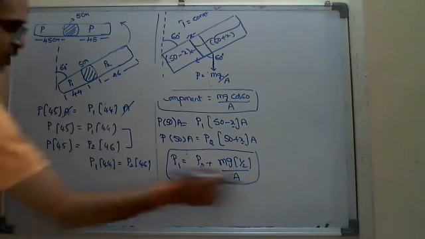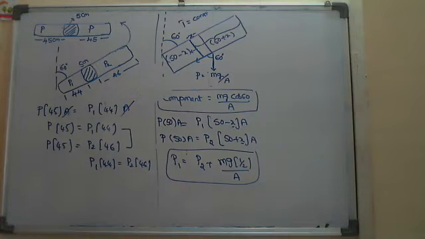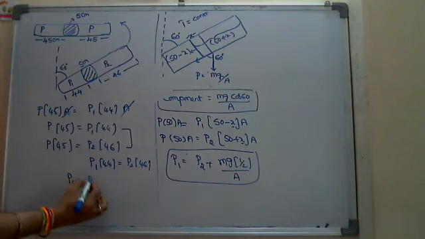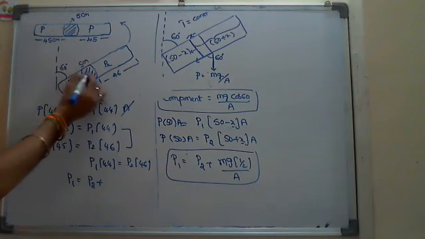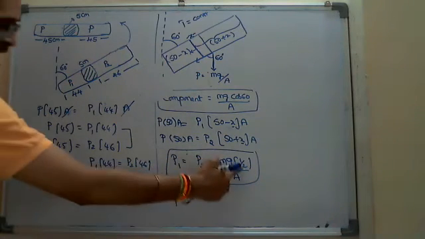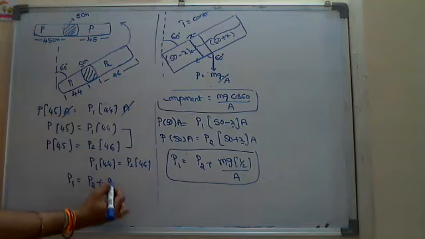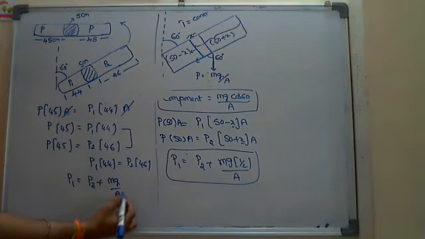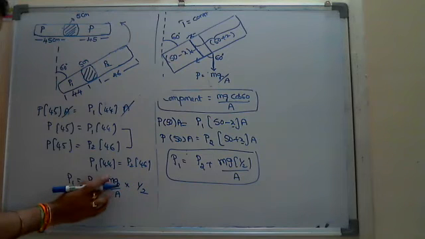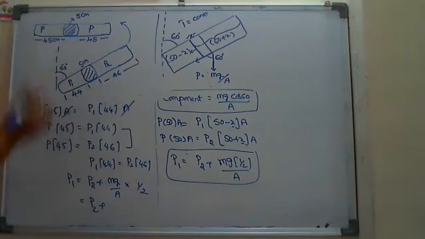That relation you can find from here. So here P1 is equal to what we have to write? P2 plus, after tilting, mg by area of cross section into cos theta. Okay, so mg by area of cross section into cos theta. Cos 60 is half.